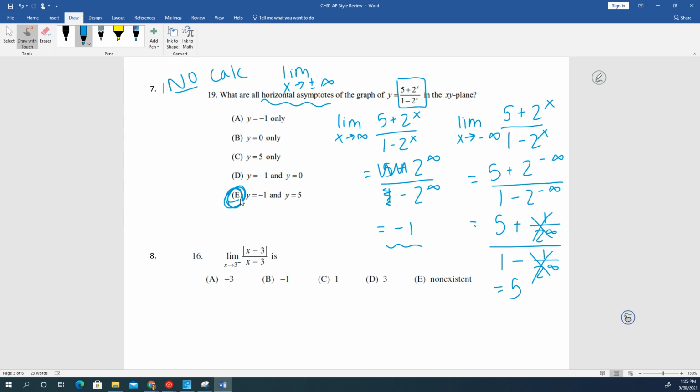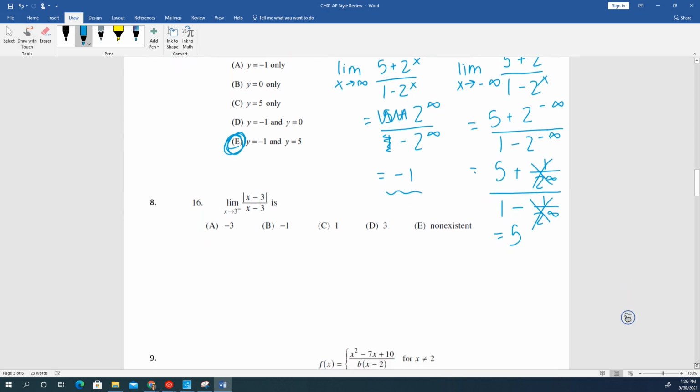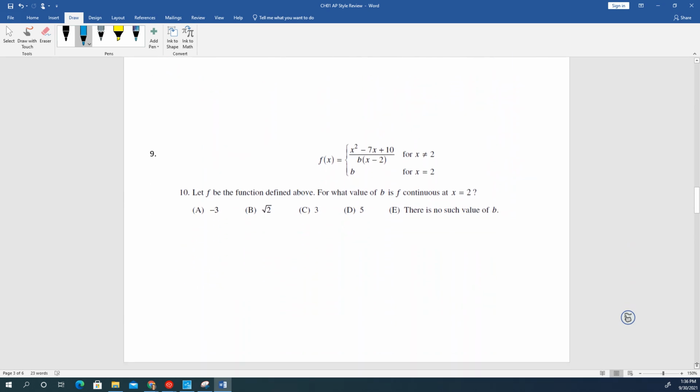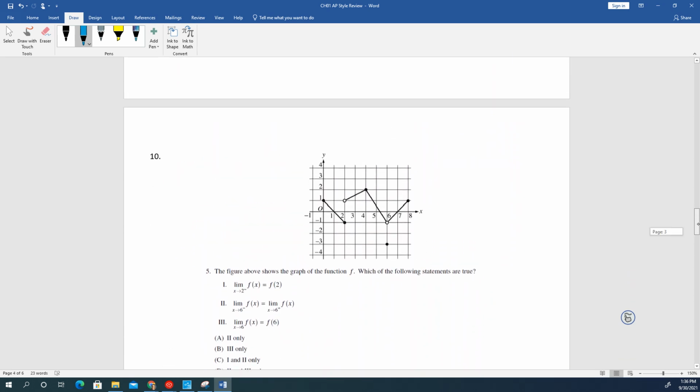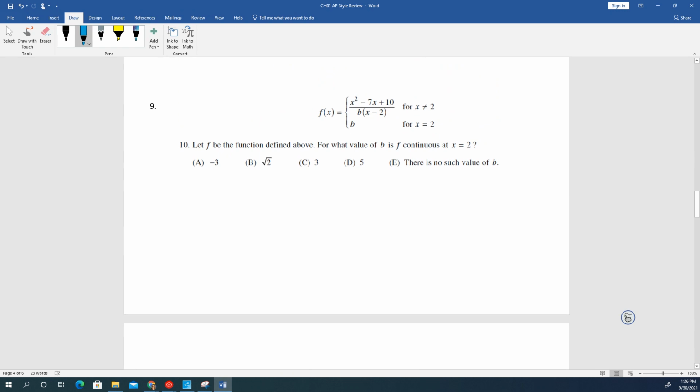Okay. We're going to skip this one because we haven't done absolute values yet. It's at the end of our notes. We're going to do that tomorrow. So we will come back to that problem maybe next Thursday. Oh yeah, let's get into some continuity stuff. Enough with these horizontal asymptotes.